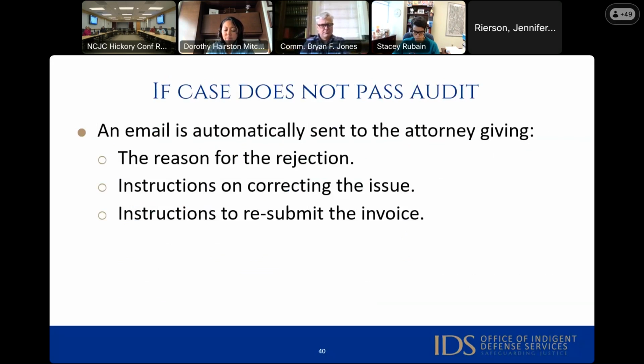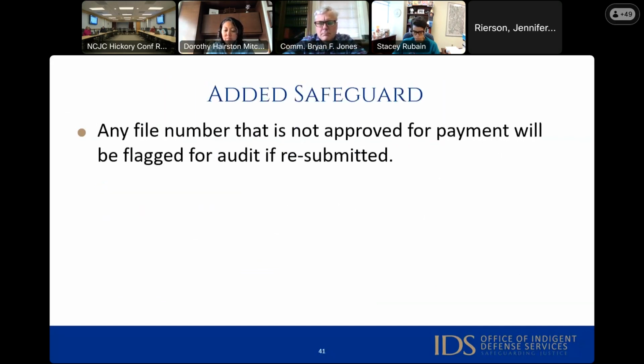What happens if a case fails audit? What happens there is that an email describing the reason for the rejection will be auto-generated and sent to the attorney. It will also include instructions on correcting the issue and how to resubmit that invoice. As an additional safeguard, any case that is rejected will be flagged for audit when resubmitted. This will prevent taking a gamble on immediate resubmission without correcting the issue.